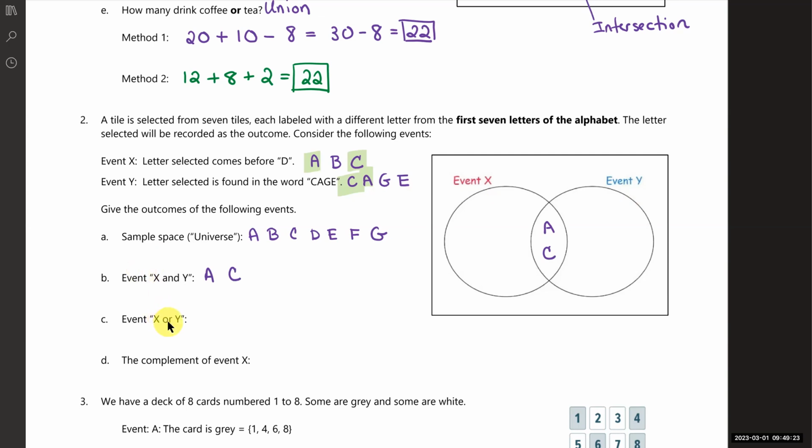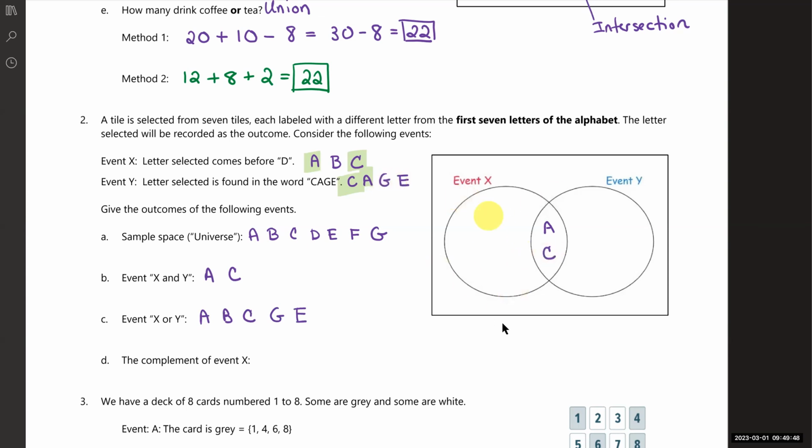All right, or again is union. So it would be every letter that's part of X along with every letter that's part of event Y. So we would take all the letters in event X, A, B, C, along with all the letters in event Y. So we already listed the C and the A, so all that's left here to list would be the G and the E.